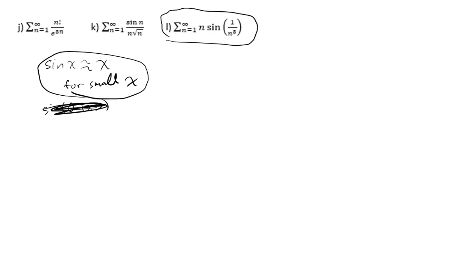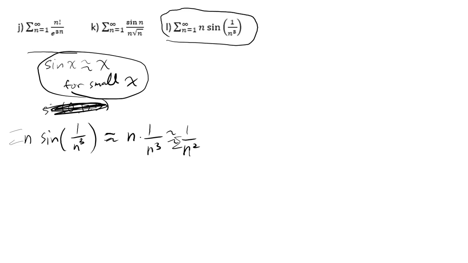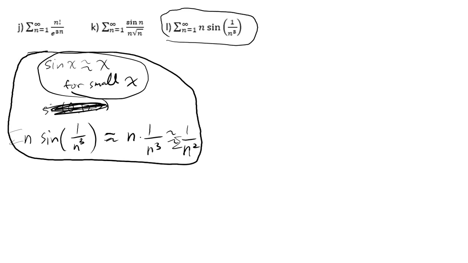And because of that, n times sine of 1 over n cubed, when n is a large number, will be very similar to n times 1 over n cubed, which is like 1 over n squared. So this will be like 1 over n squared when n is really large, which means that the summation of this will behave similar to the summation of 1 over n squared, which converges by the p-test. So we do all this work and don't put that on the solution. We don't need to. We can put it, but it's not really needed.